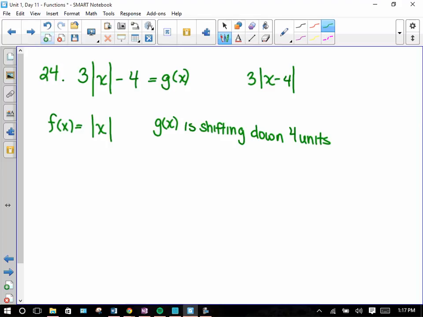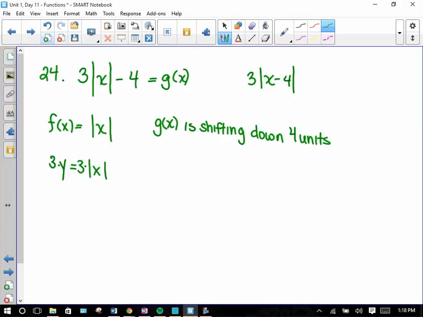It can be stretched. Remember, it's compressed if what? If the value that you're multiplying the function by is between 0 and 1. It's stretched if it's greater than 1. Right, so what you look at is this. Think of it this way. Your parent function is y equals absolute value of x. Well, what we did here was this 3 is multiplying that by 3. 3 times the absolute value of x. If I multiply one side by 3, I have to multiply the other side by 3.